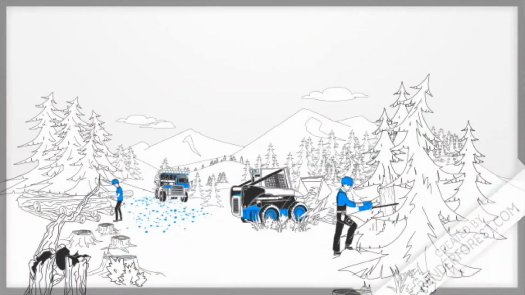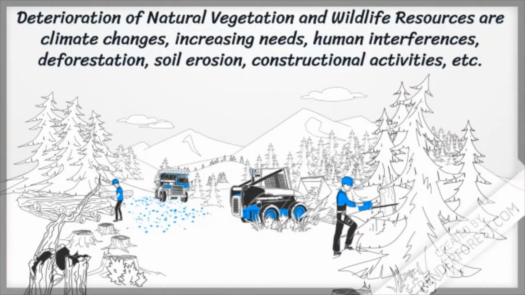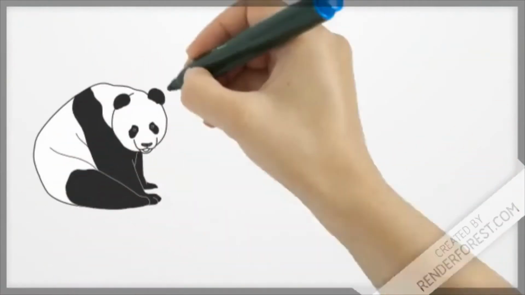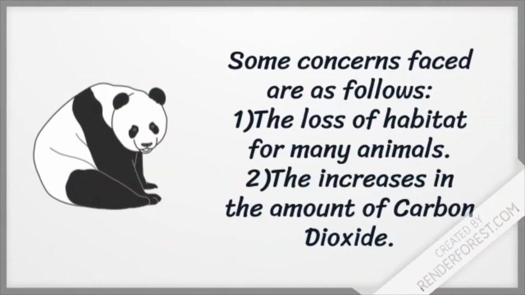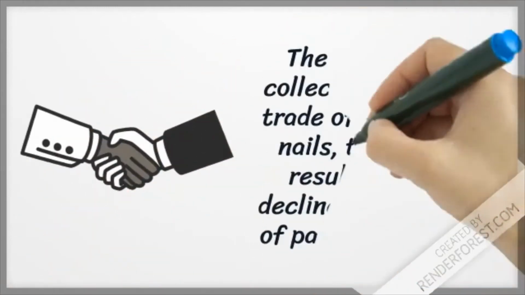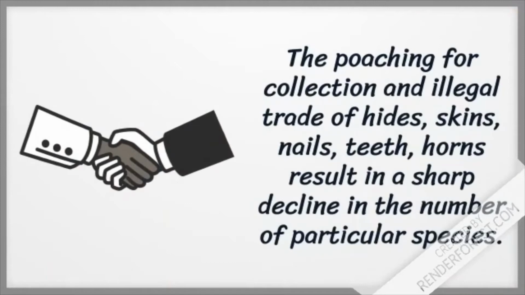Deterioration of natural vegetation and wildlife resources is caused by climate changes, increasing needs, human interference, deforestation, soil erosion, forest fires, constructional activities, tsunamis, and landslides. Some concerns faced are as follows: the loss of habitat for many animals, the increase in the amount of carbon dioxide. The poaching for collection and illegal trade of hides, skins, nails, teeth, horns, as well as feathers results in a sharp decline in the number of particular species.